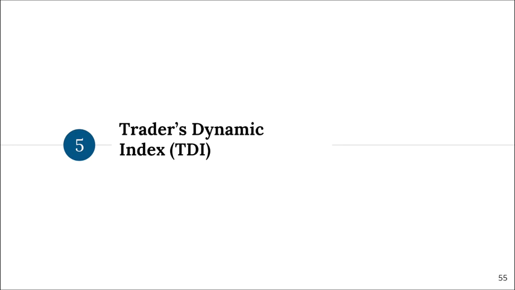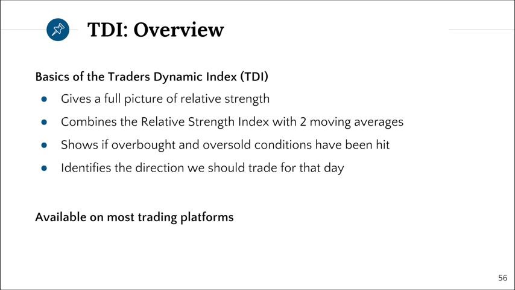Chapter 5, Traders Dynamic Index, the TDI. Let me give you an overview of the entire TDI before we break it apart piece by piece, and then I'm going to jump right into it and show you how we use it every single day, because this is the number one most important indicator on my screen every single morning. This is how I build my watch lists, this is how I find my precise entries, and this is how I know when I should be getting out of a trade as well.